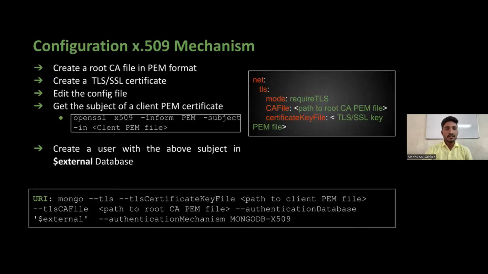These are the few configuration steps involved in enabling the X.509 certificate-based authentication mechanism. Create a root certificate authority file in PEM format. Later, create client certificates. Edit the config file with these options. Then we need to create a user with the subject of the client certificate. We can get that subject by using this openSSL command. This is a sample URI to connect to Mongo when we are enabling the X.509 certificate mechanism. These are the flags related to the TLS connection.